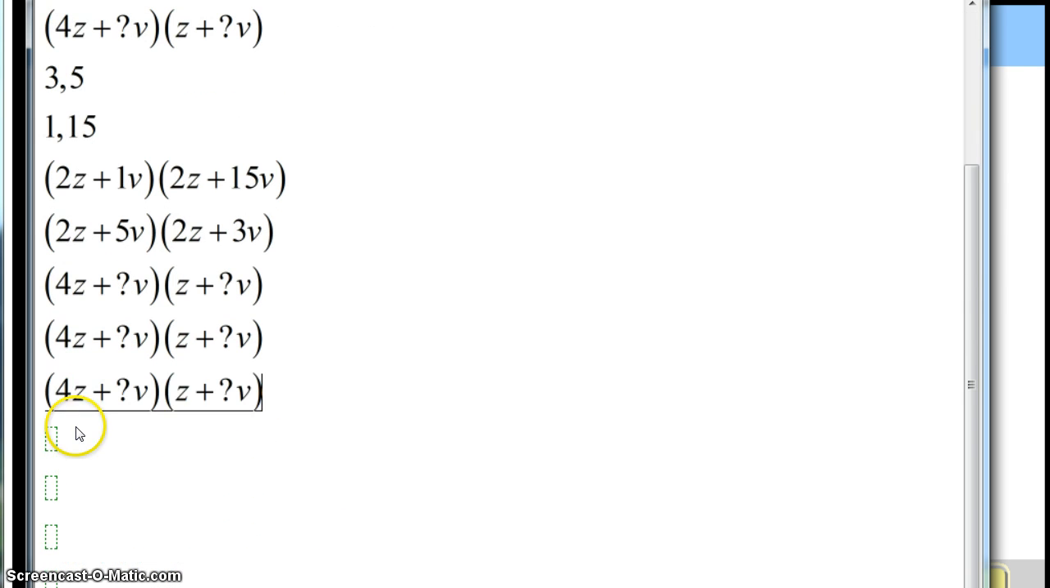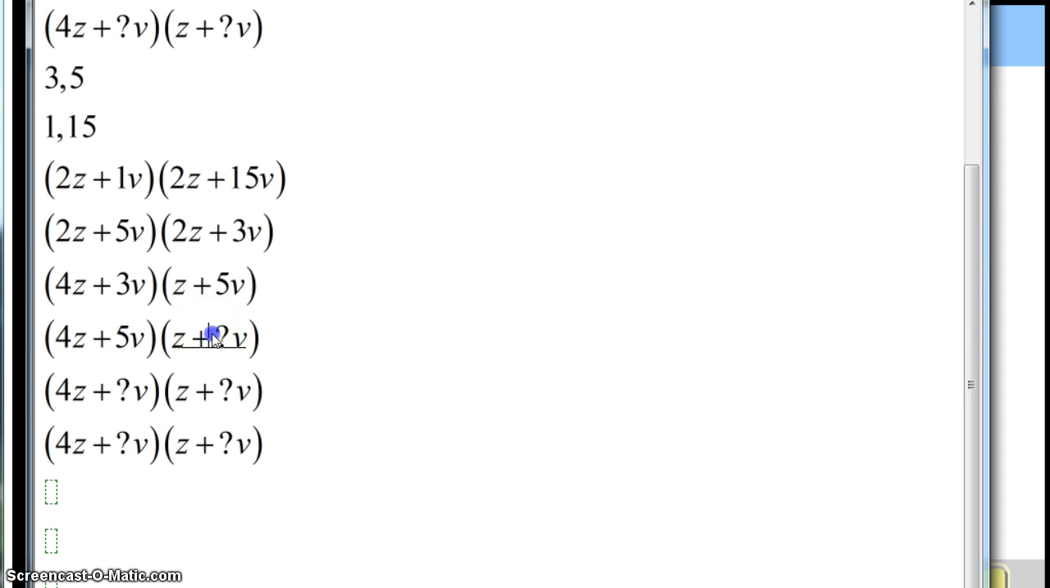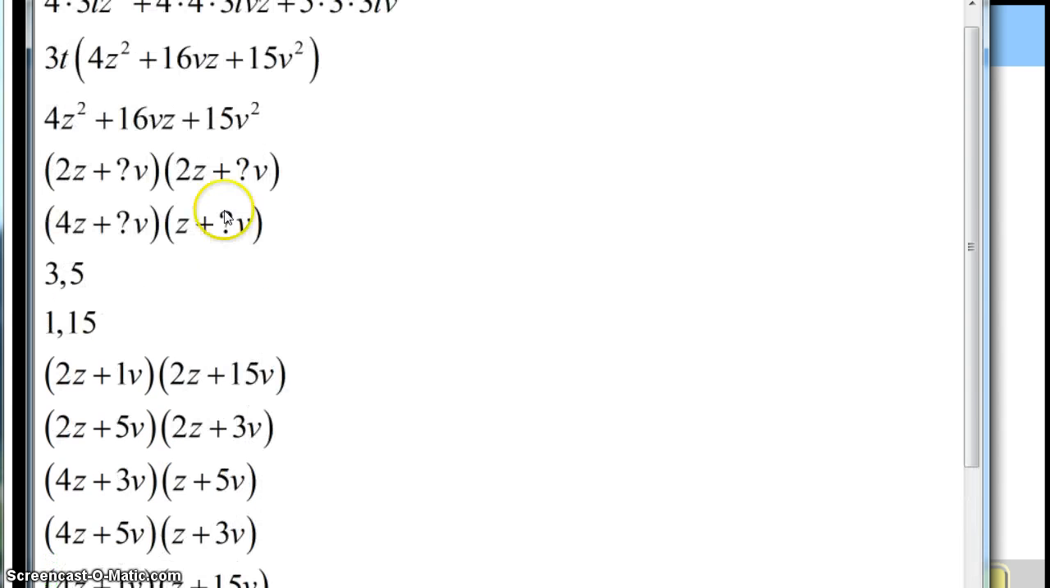Here are all our possible scenarios. So our possible scenarios are that we have 3 and 5, or 5 and 3, right? Yeah, these are the scenarios. Or we'll have 1 and 15, or 15 and 1. So these are all different cases. And so there are 6 different cases we get for possible factors of this.